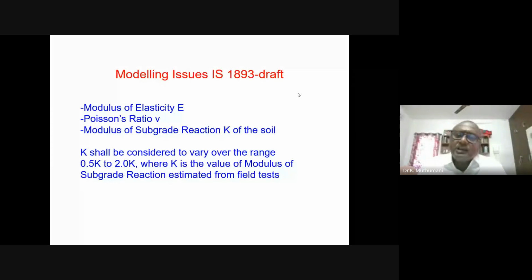Poisson's ratio: how do you take it? The code or the book gives it, so you give that number. The third is the modulus of subgrade reaction, that is, the soil stiffness. The draft code really talked about all these parameters being taken seriously. One important point: how do you do the analysis? You normally say that the bottom of the column is fixed, because you say the soil is soft rock or whatever, and that is taken care of in some other way. So I can always fix the bottom and then do the analysis.